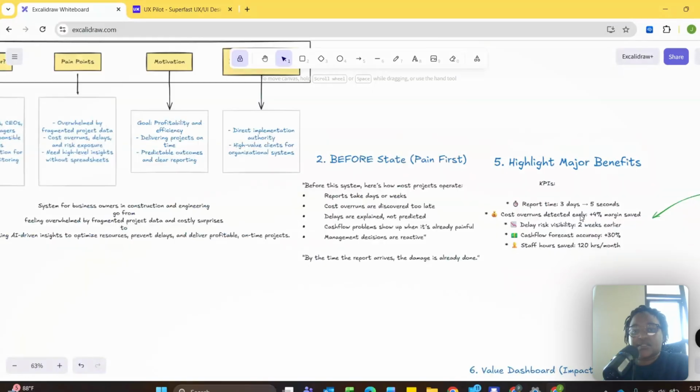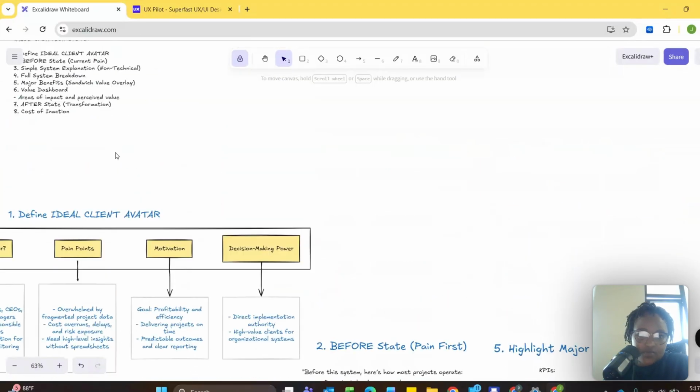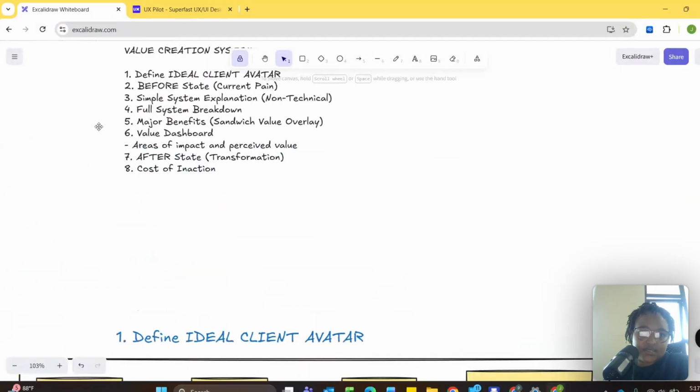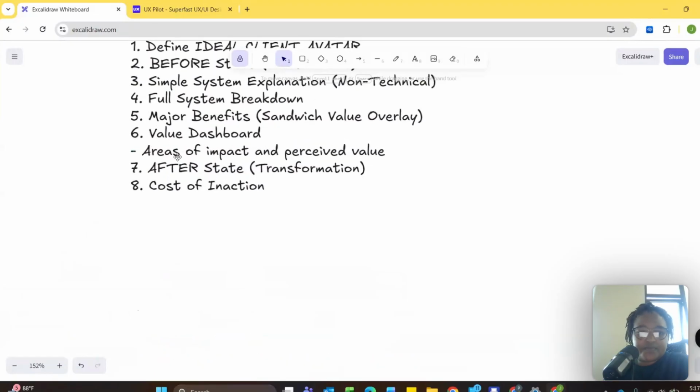Okay, now remember the step. The dashboard view was essentially step number 6, which was the value dashboard and areas of impact. So we have analyzed the pain point, we have created the system, we have viewed the value, they have visualized the value in terms of the dashboard.